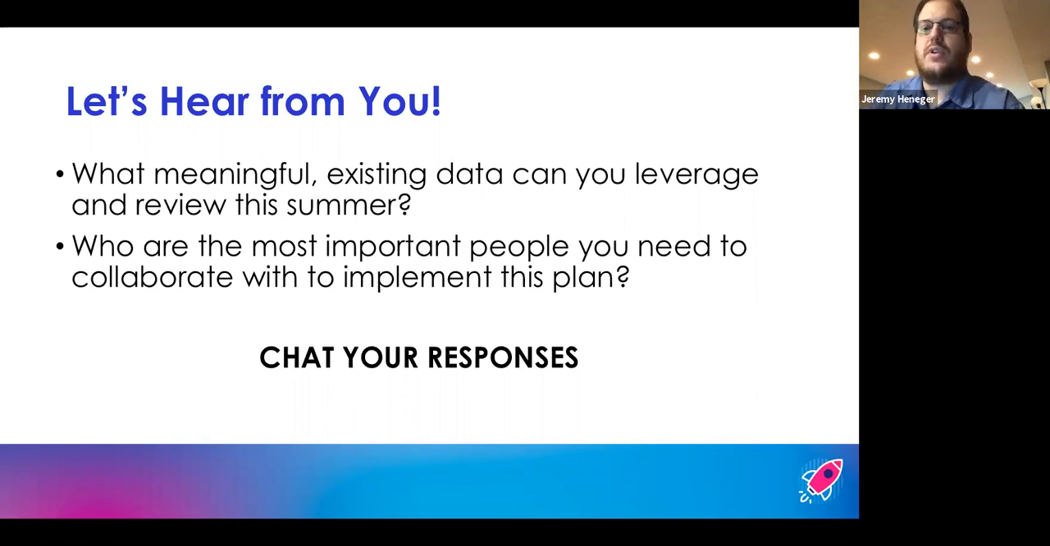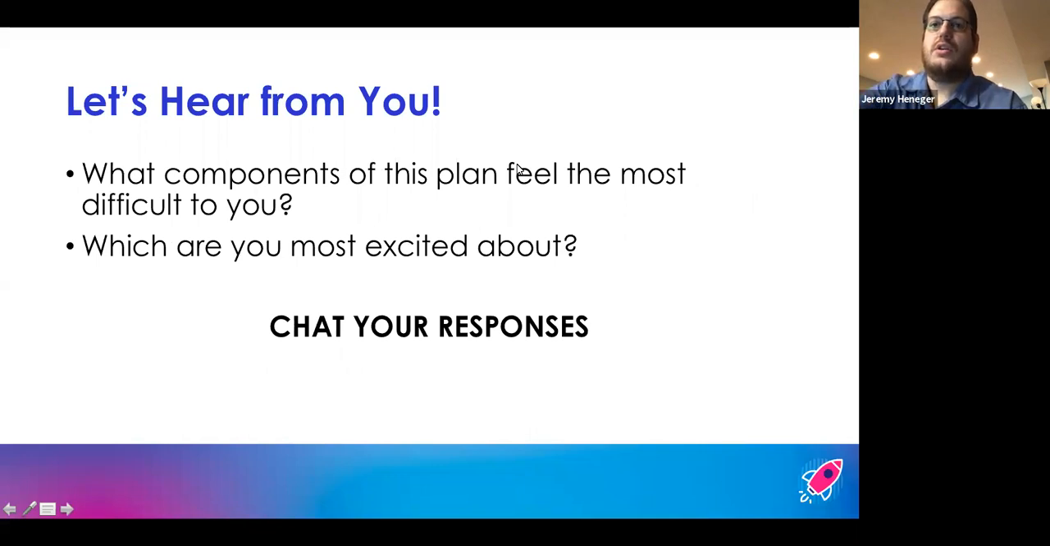So we have a couple more questions here we want to pose to you, and you can continue to give us responses. What components of the plan do you feel are going to be the most difficult for you, and what are you most excited about from this information? If you're excited about any of it, right? Hopefully you are, about figuring out how to leverage data and have positive impacts on your students. So if you want to put your answers to that in the chat, we can take a look at those as well.